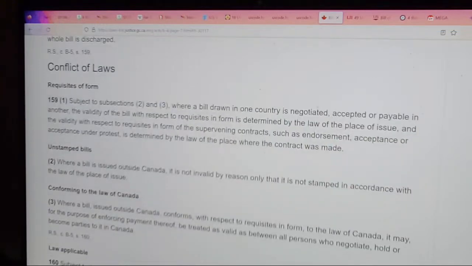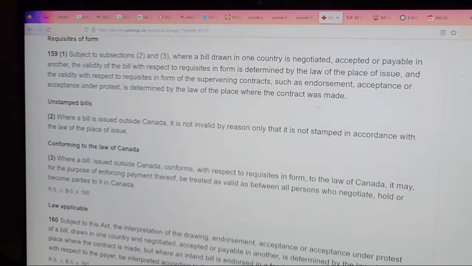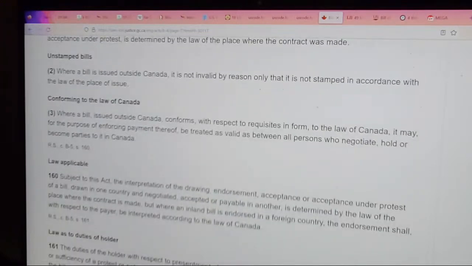Conflicts of laws. Requisites of form. 159.1. Subject to subsections 2 and 3, where a bill drawn in one country is negotiated, accepted, or payable in another, the validity of the bill with respect to requisites in form is determined by the law of the place of issue, and the validity with respect to requisites in form of the supervening contracts, such as endorsements, acceptance, or acceptance under protest, is determined by the law of the place where the contract was made. Unstamped bills. 2.